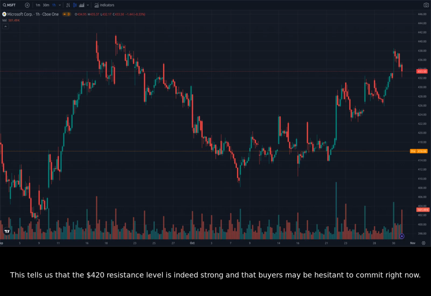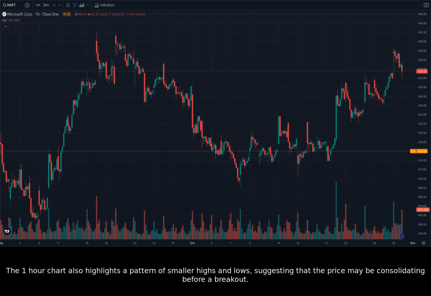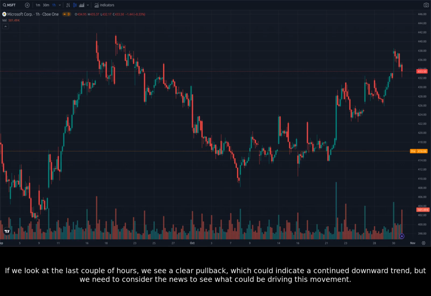This tells us that the $420 resistance level is indeed strong and that buyers may be hesitant to commit right now. However, the price has been holding above $415 for most of the day, which is an encouraging sign for bulls. The 1-hour chart also highlights a pattern of smaller highs and lows, suggesting that the price may be consolidating before a breakout. If we look at the last couple of hours, we see a clear pullback, which could indicate a continued downward trend, but we need to consider the news to see what could be driving this movement.